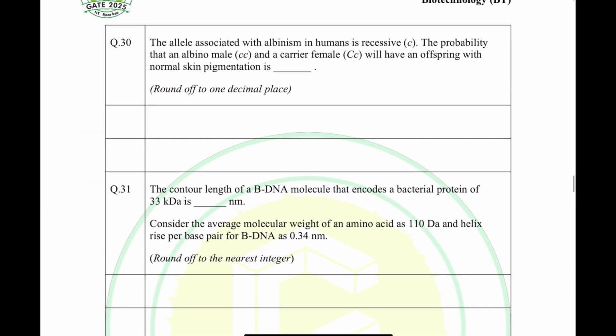Now moving on to the next question. The allele associated with albinism in humans is recessive. The probability that an albino male and a carrier female will have an offspring with normal skin pigment is.